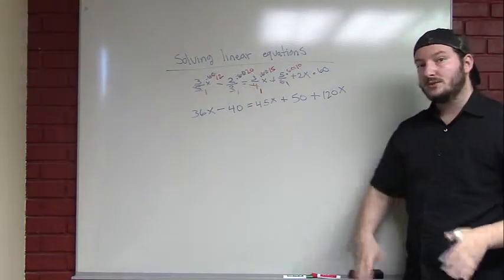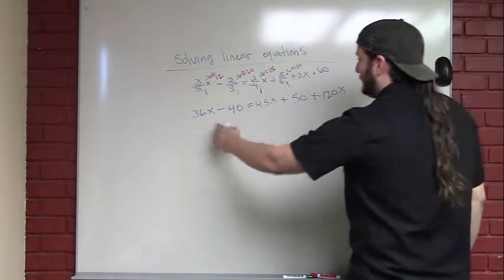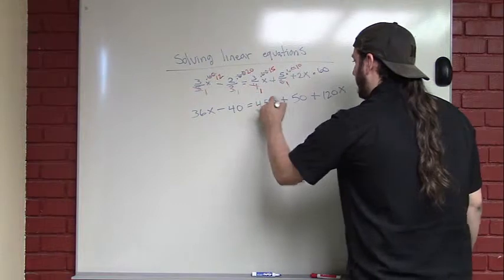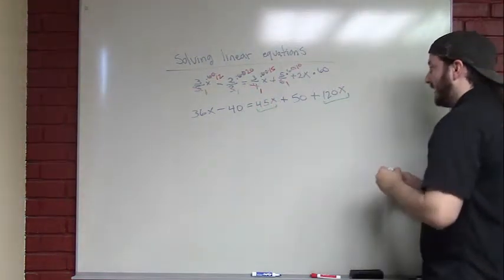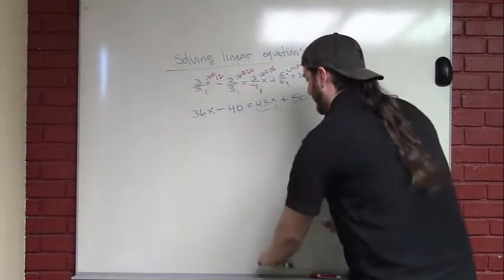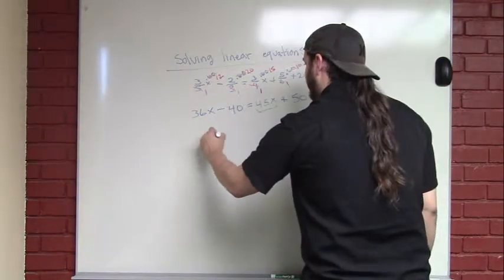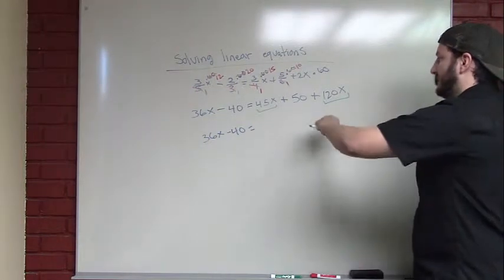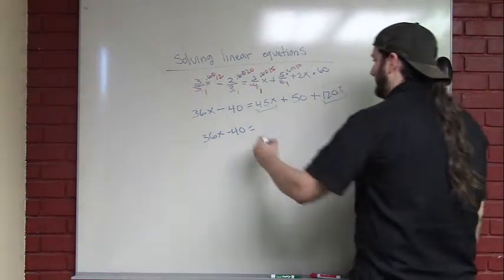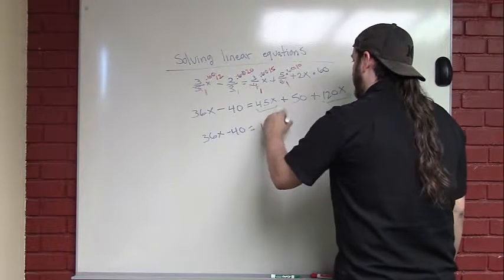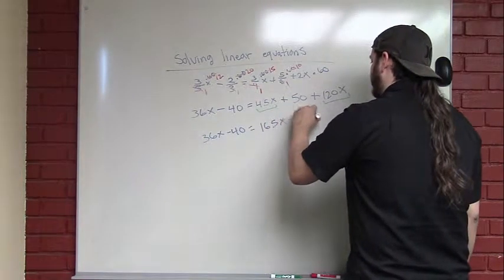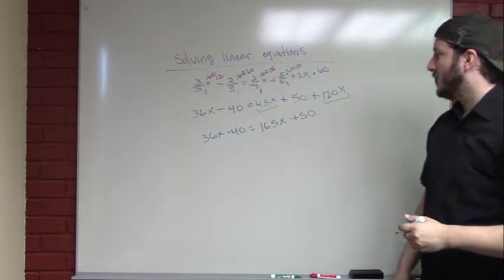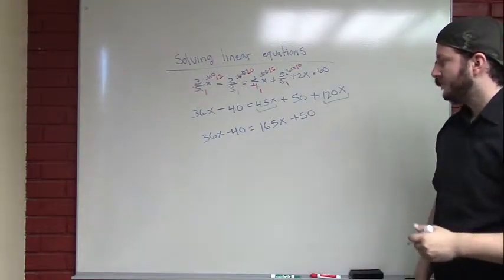So now, we start combining stuff. On the left, we can't really combine anything. But on the right, we have a 45x and 120x. So we can combine those. So we have 36x minus 40 equals, this is going to be 165x plus 50. Okay, so 45 plus 120 is going to be 165.